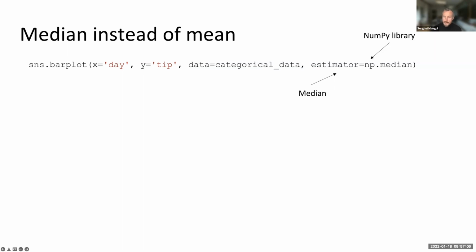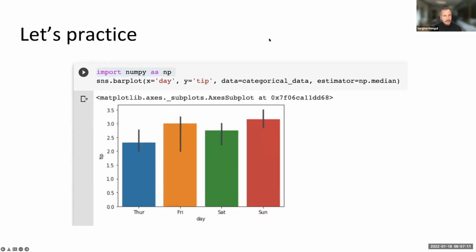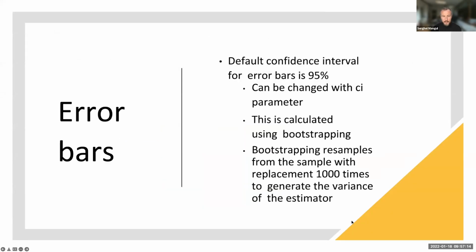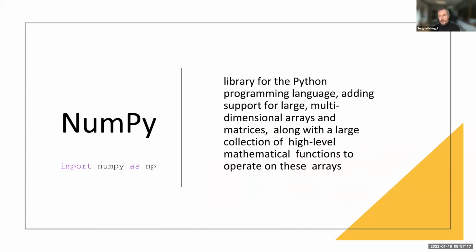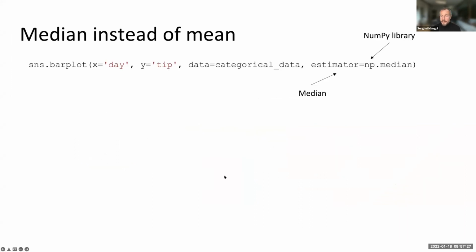Okay, but to do that, if you're using any new library, you need to import it. You need to say import numpy as np. You need to write that line and run it before using that library. So what we have learned so far is that bar plots use the mean by default, but you can change that. In order to do so, you need to use the NumPy library, as presented here. I think it's good to know if you would like to use the median.